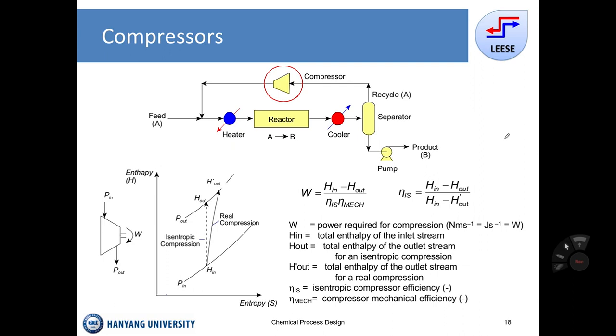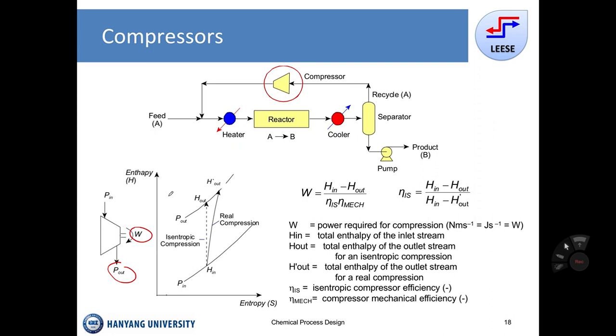The next one is the design of the compressor. The A stream is recycled back to the reactor. If A is produced as a gas phase, then we have to use a compressor. The feed comes into the compressor at the pressure P in, then external power is used and the pressure is increased. That device is the opposite of the turbine, and it is called a compressor.